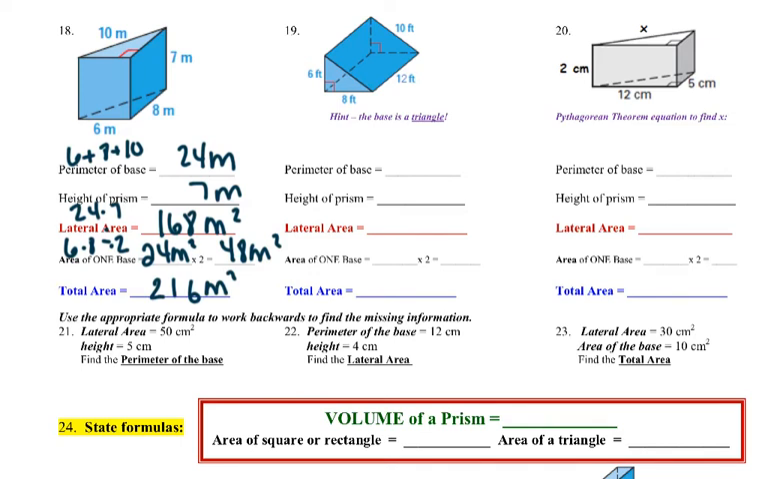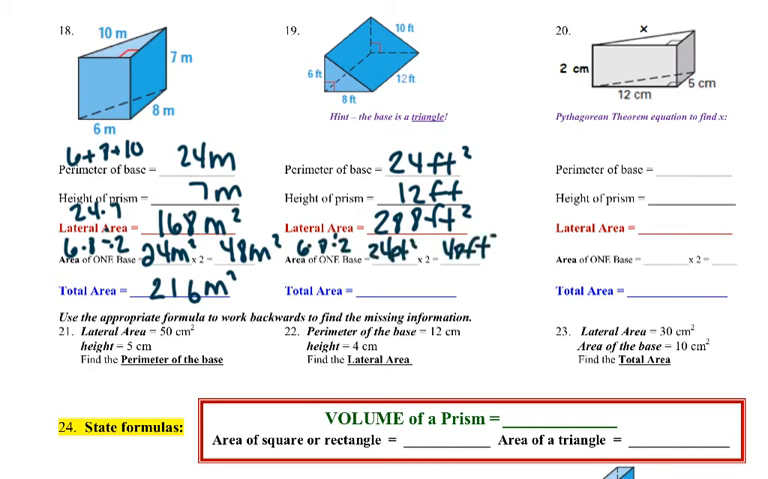Again, the perimeter of the base, 6 plus 8 plus 10 is 24 feet. 12 is the height of the prism. So then we have 24 times 12, or 288 feet squared. Again, the area of the base, because it's a triangle, 6 times 8 divided by 2 is 24. We double that to 48. And then if we add 288 plus 48, we're going to get 336.